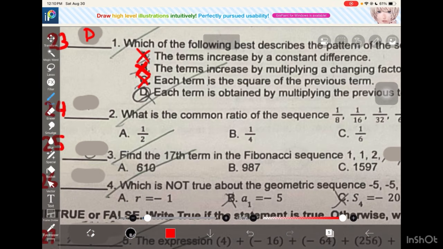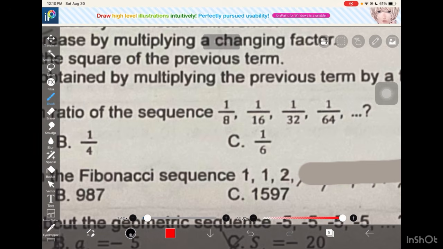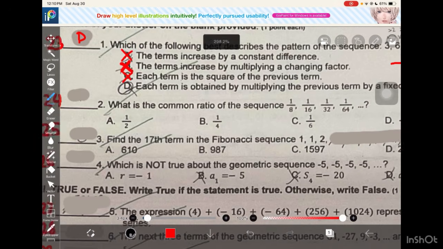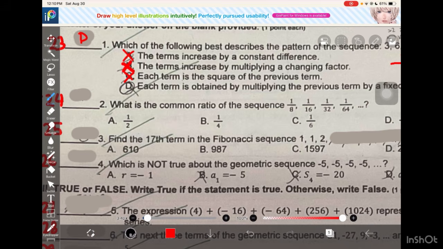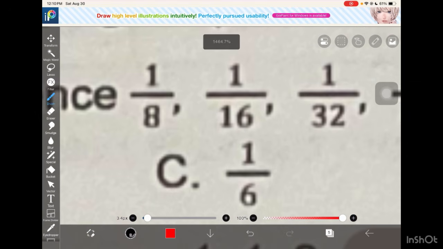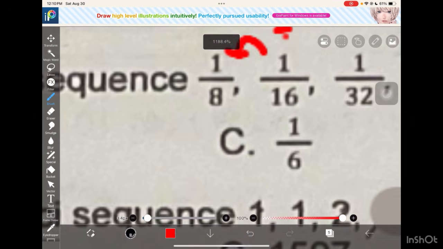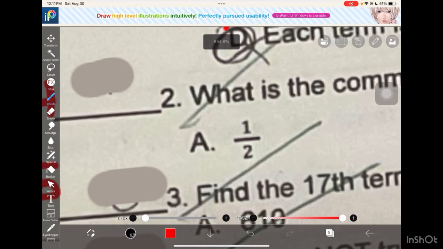Number 24. What's the common ratio of the sequence 1 over 8, 1 over 16, 1 over 32, 1 over 64? So to do this, I want you to put in your calculator, instead of subtracting these two terms, we'll divide. So 1 over 16 divided by 1 over 8 is equal to 1/2. And our answer is letter A.